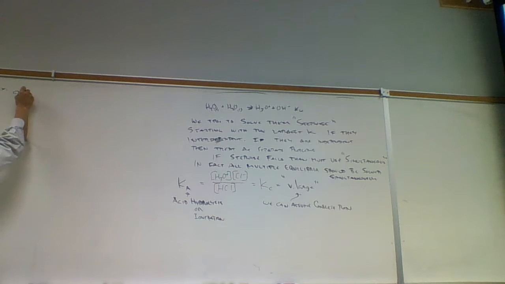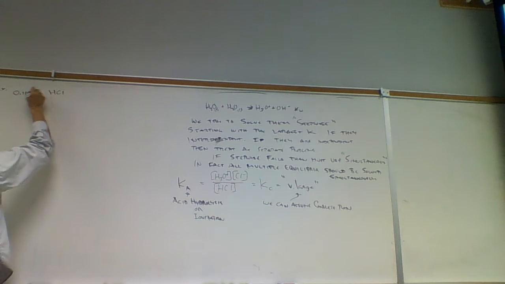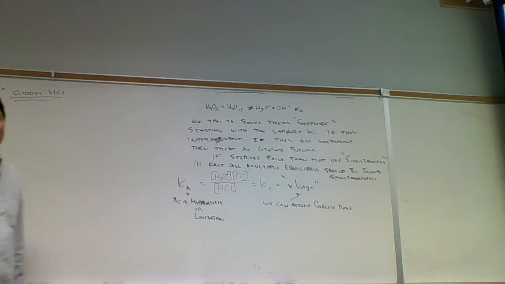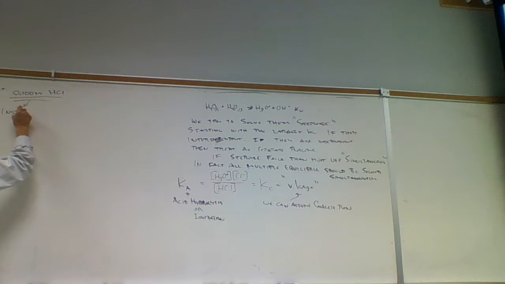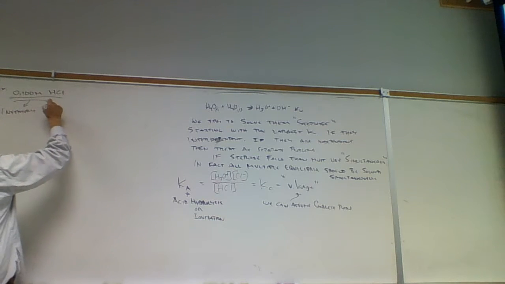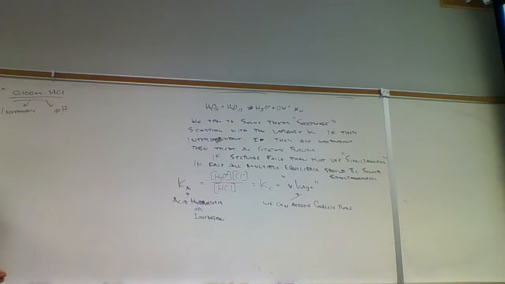So the example is 0.100 molar HCl. I have a solution of 0.100 molar HCl, and I want to see what's happening in solution. There are two things that we usually want from here. One is the inventory: what are the species present in solution, and what is their concentration? The other thing we're typically interested in is pH. What is the pH in this solution?